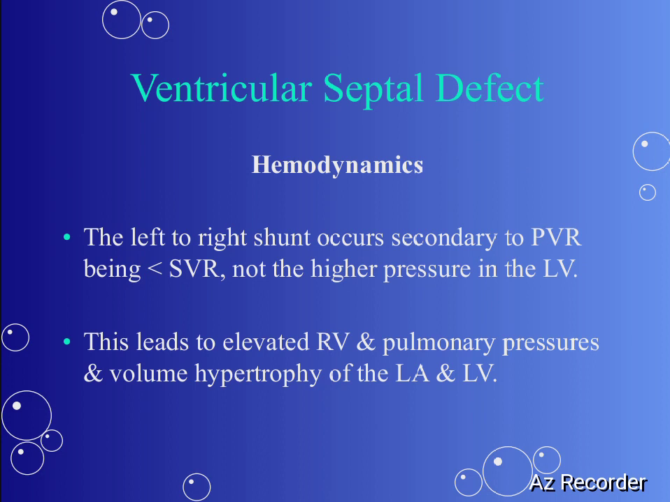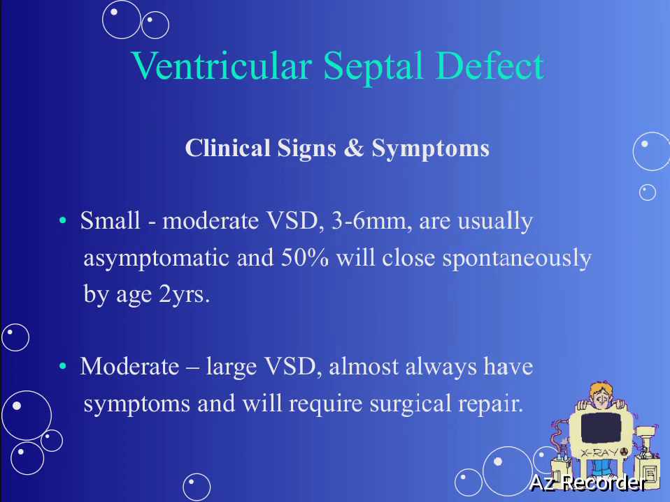Hemodynamics, the left to the right shunt occurs secondary to the PVR being the lesser than SVR, not the higher pressure in the LV. This leads to the elevated RV and the pulmonary pressure and the volume hypertrophy of the LA and LV. Clinical signs and symptoms.